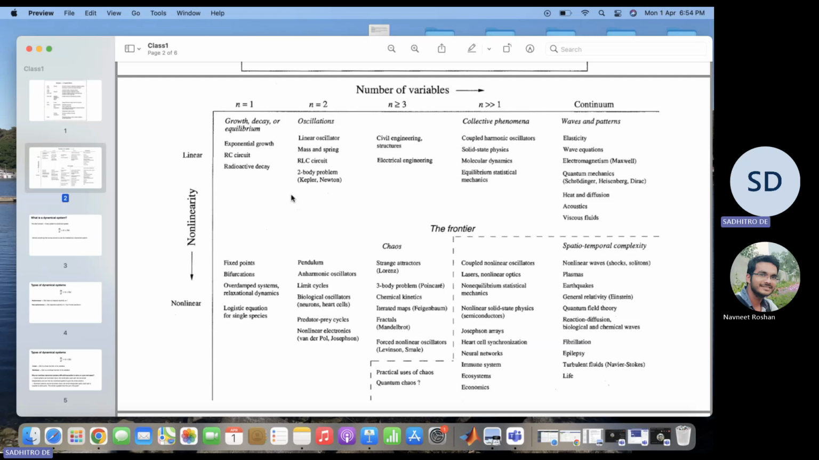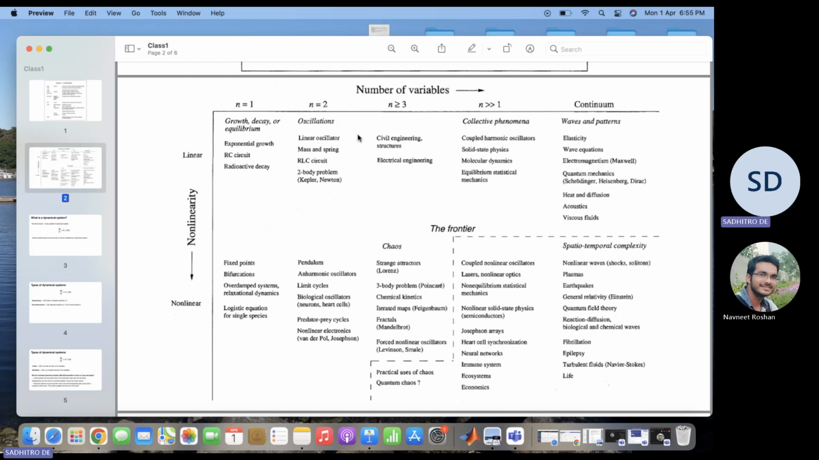Okay. Similarly, if you increase the dimensionality of the problem, the complexity also increases. For example, one can look at two-dimensional systems, and a classic example is a linear oscillator or a mass spring system. Why? Because a linear oscillator is characterized by two variables: one is the position and the other is its velocity.